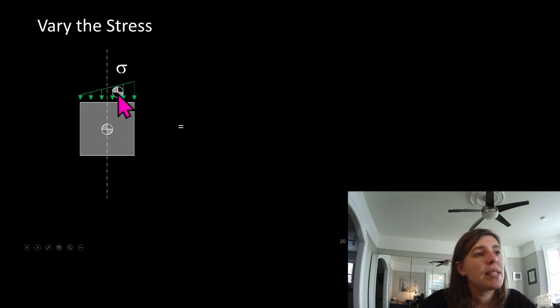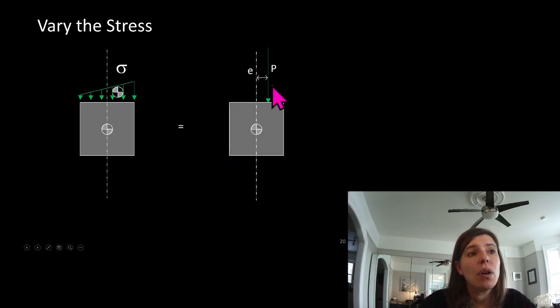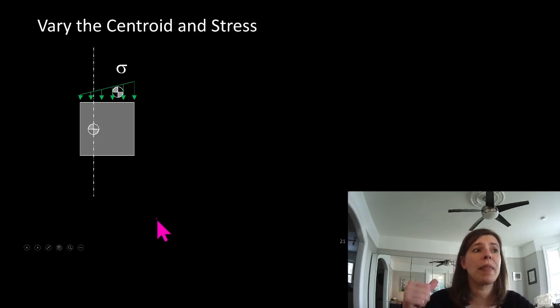So we have a centroid over here. So look, we have a moment. The centroid of the object is right in the middle, so that's pretty easy. We've got the centroid of our stress, so we've got some eccentricity. We've got a force P causing a moment on this object, where M is the force times the eccentricity. Again, always remembering that B is there, that dimension B.